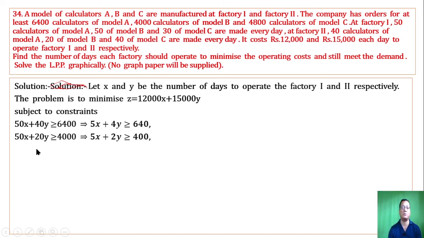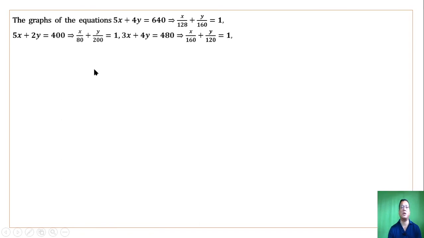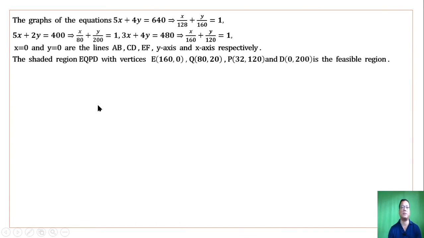We formulate our problem and draw the graph. The graphs of the equations, x equal to 0 and y equal to 0, are the lines AB and CD, and EF, where x equal to 0 is the y axis and y equal to 0 is the x axis respectively. The shaded region EQPD with vertices is the feasible region.